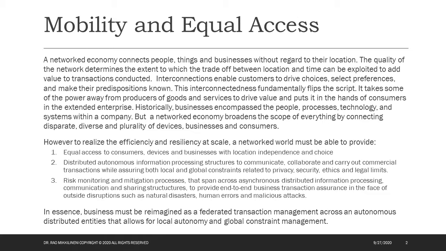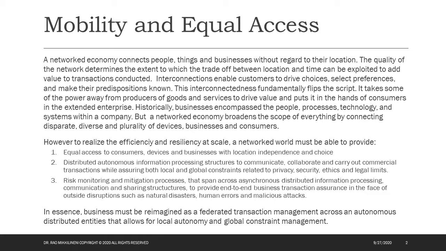However, to realize efficiency and resiliency at scale, a networked world must be able to provide: 1. Equal access to consumers, devices, and businesses with location independence and choice. 2. Distributed autonomous information processing structures to communicate, collaborate, and carry out commercial transactions while assuring both local and global constraints related to privacy, security, ethics and legal limits.